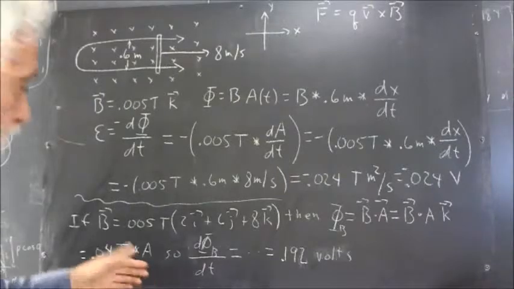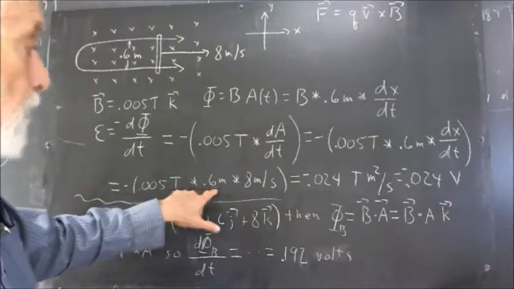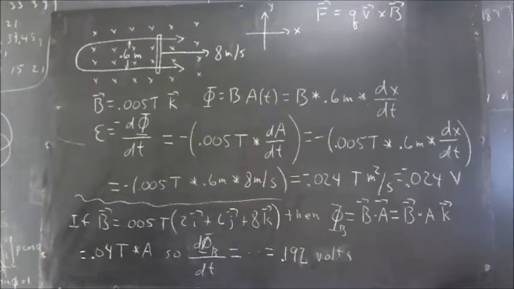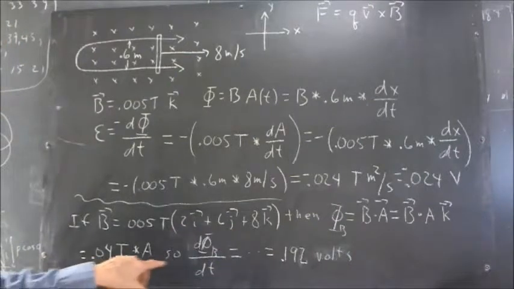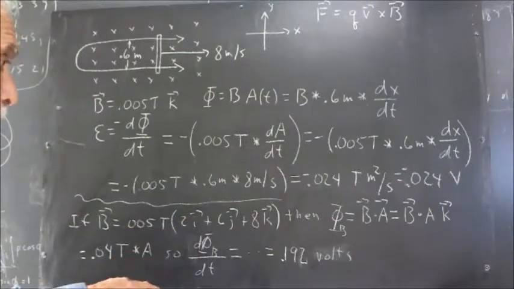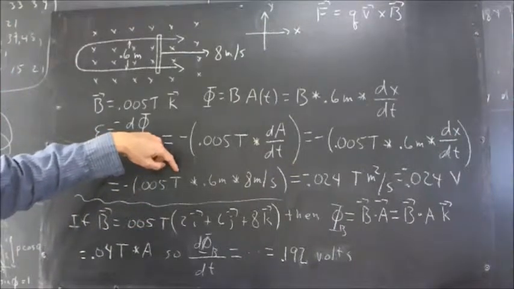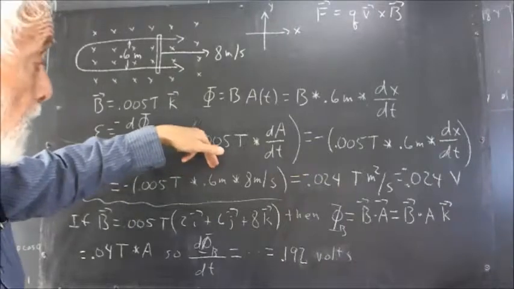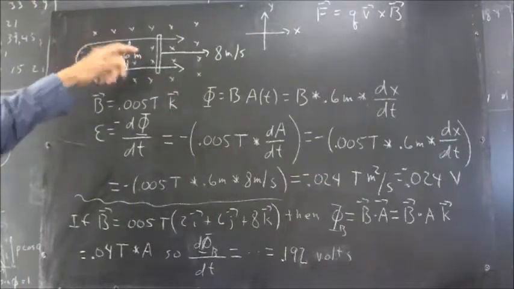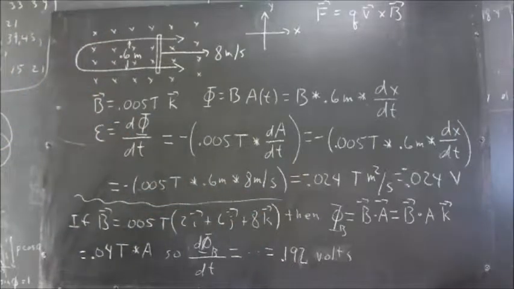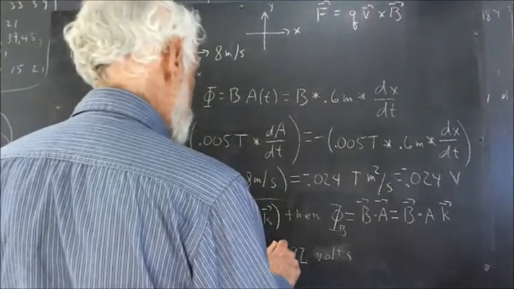Well, the area varies such that its derivative is 0.6 meters times your 8 meters per second, for the same reason as before. And when we multiply this 0.04 Tesla by the derivative of the area, we're going to get something very similar to before. We're going to have 0.04 Tesla instead of the 0.005, multiplied by the 0.6 meter width multiplied by the 8 meter per second velocity. And we get 0.192 volts. It's actually going to be negative 0.192 volts.